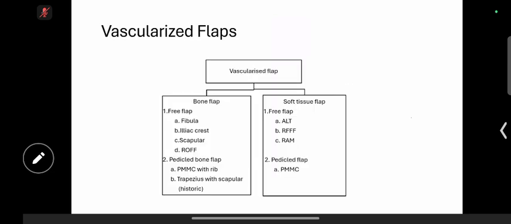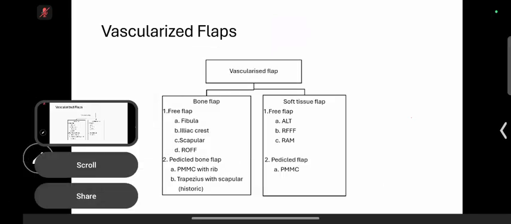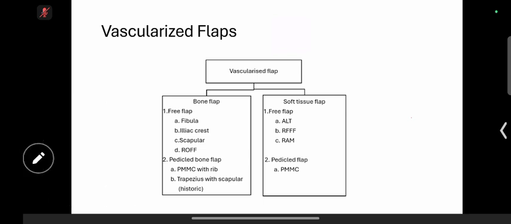Coming to the vascularized flap, it can be a bone flap or a soft tissue flap. Bone flap can further be a free flap or a pedicle bone flap. Free flap examples include fibula, iliac crest, scapular, and radioosteocutaneous free flap, and pedicle bone flap includes PMMC with rib, trapezius with scapula, which has a historical view. Next is soft tissue free flap, which includes ALT, anterolateral thigh flap, radial forearm flap, and ram flap, along with the PMMC flap.